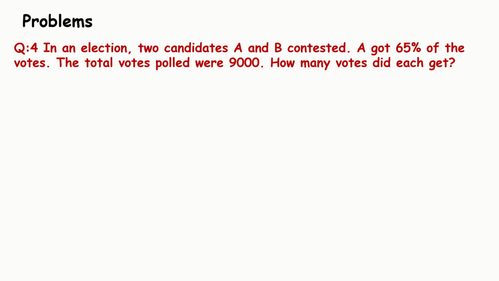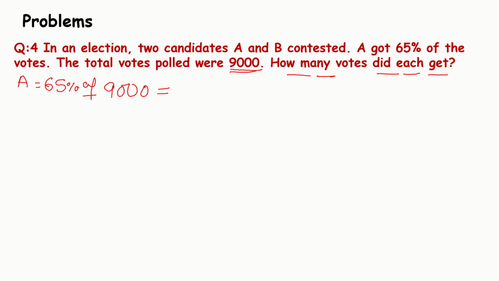So here we have our next problem. In an election, two candidates A and B contested. A got 65% of the total votes. The total votes polled were 9,000. How many votes did each get? So first of all, we will calculate what A has got: 65% of the total votes, which is 9,000. So I'll place 65% of 9,000, which we have to calculate.